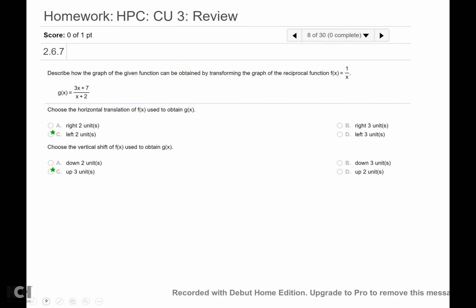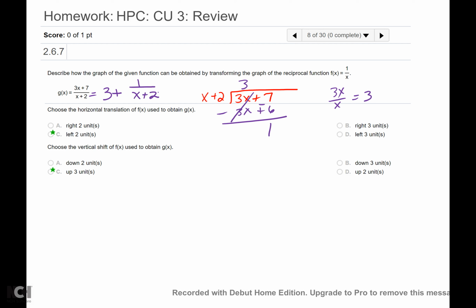All right. Number 8, it says describe how the graph of the given function can be obtained by transforming the graph of the reciprocal function. Since there is a letter on top, we have to do long division. So I have x plus 2 going into 3x plus 7. 3x divided by x is 3, so I go up 3. 3 times x is 3x. 3 times 2 is 6. Draw the line, change the signs. The x's cancel, and I get a remainder of 1. So I can rewrite this as 3 plus 1 over x plus 2.